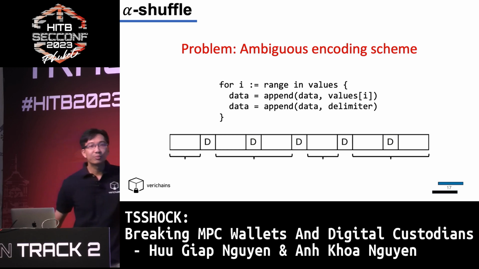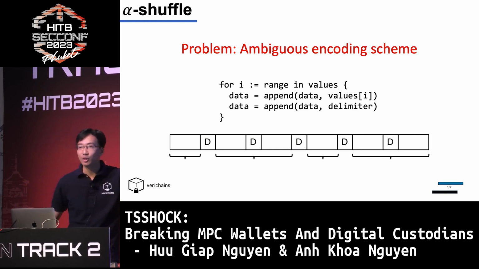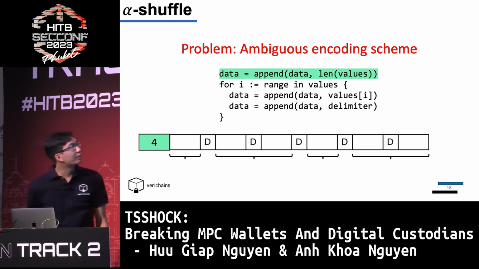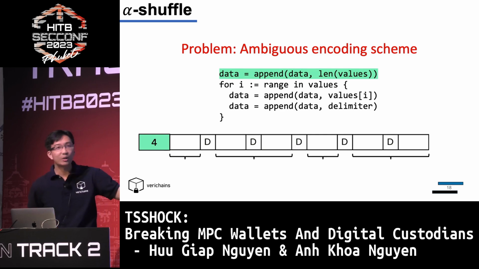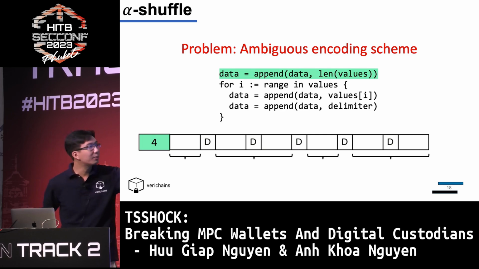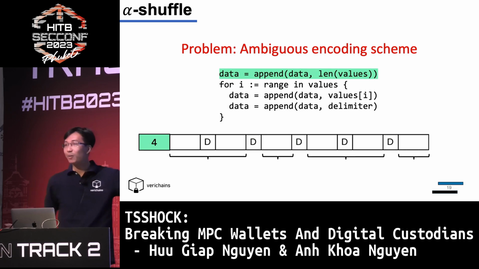So back in 2019, there's an audit. When they see this, they say, yeah, this is wrong. So you're gonna have to fix it like this. Yeah, so they append the length of values in the front. But they don't realize that the problem is still the same, because it's just like this. It's the same thing.